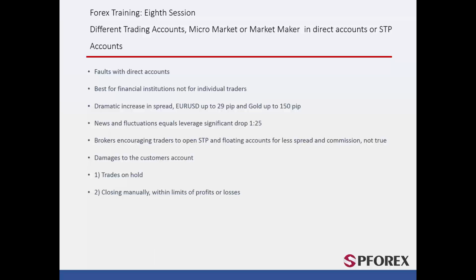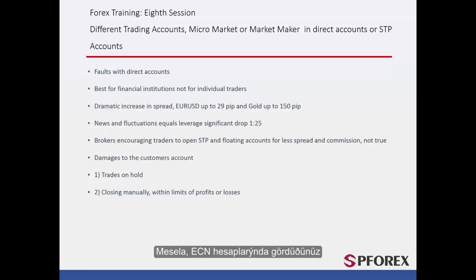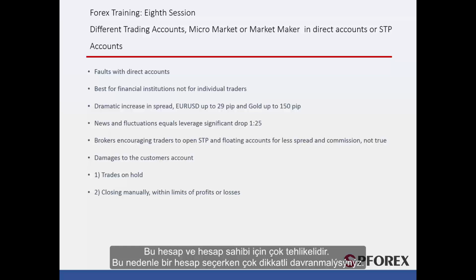For instance, in euro against US dollar, it can go up to 29 pips, and in the gold market it can go up to 120, 130, or even 150 pips. They can also have a rapid drop in leverage when the market is experiencing an extreme fluctuation, and it can decrease to the ratio 1/25. For instance, in ECN accounts, as you can see, the leverage value is not constant and can drop at any time. So this is very dangerous for the account and the account holder.